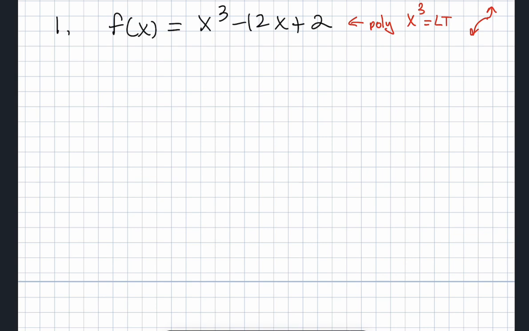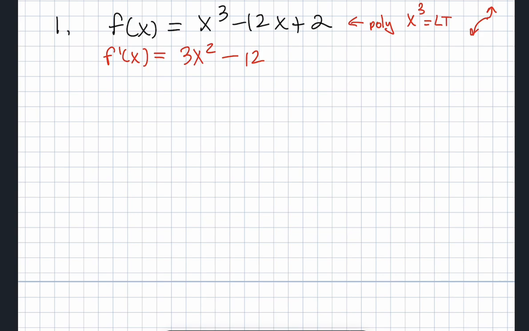But what the methods we have learned in chapter 4 so far is going to allow us to do is make these graphs as accurate as we've ever made them before. So the first thing we want to do is start with our first derivative test to find our intervals of increasing and decreasing and local mins and maxes. That's what that's going to tell us. So if we do the first derivative, we get 3x squared minus 12.